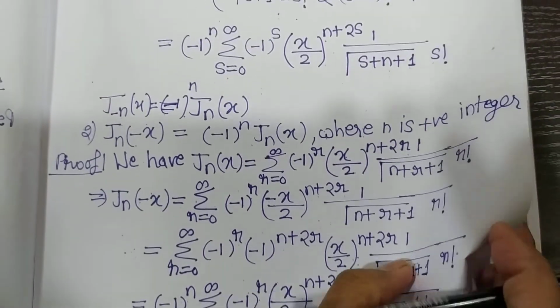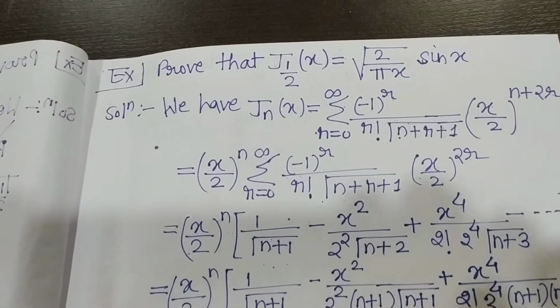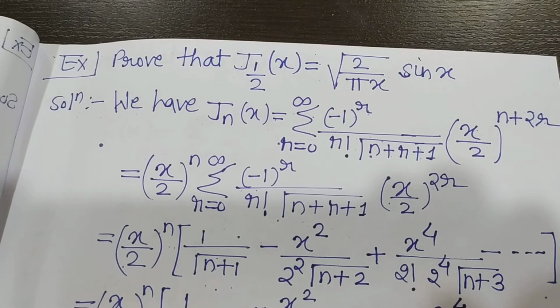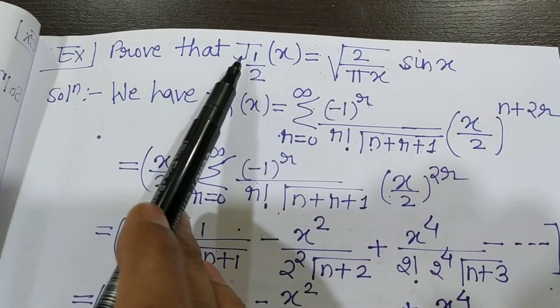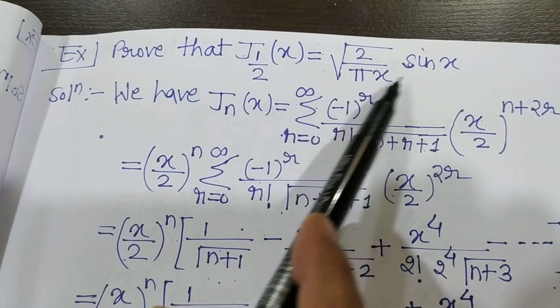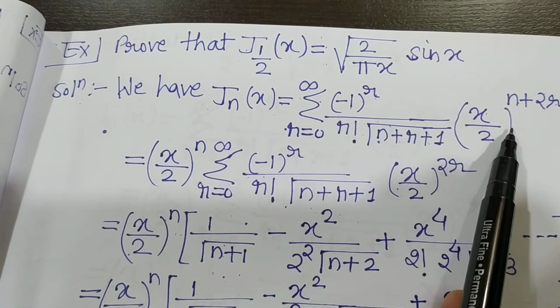Now let us move on to how to solve examples using these properties and the definition of Bessel's function. So the first example is, prove that J half of x is equal to root 2 by pi x sin x. So we'll start with the definition of Bessel's function.